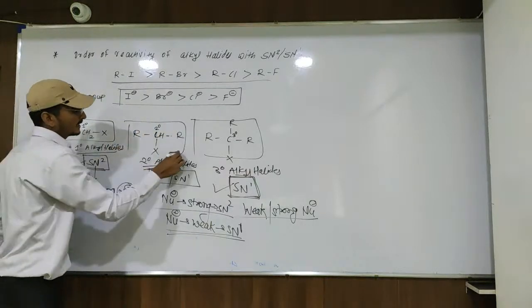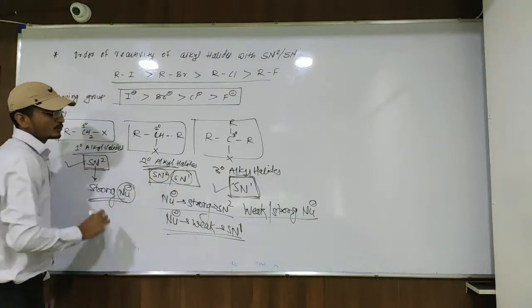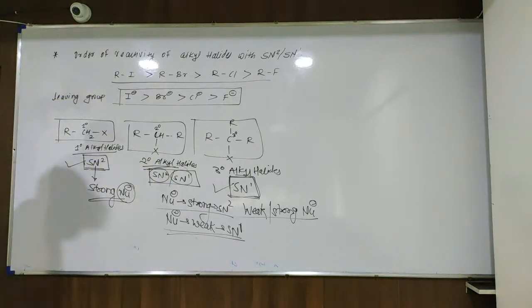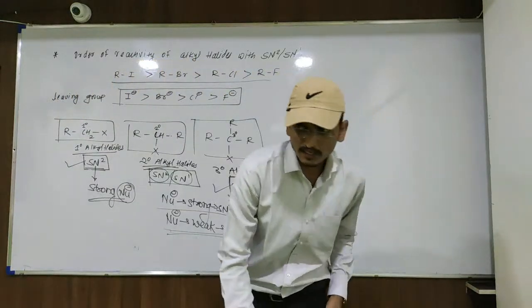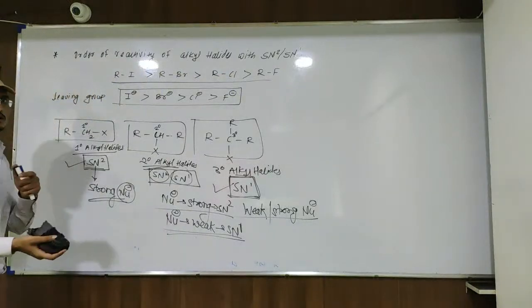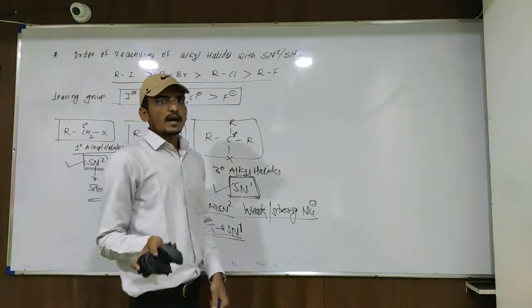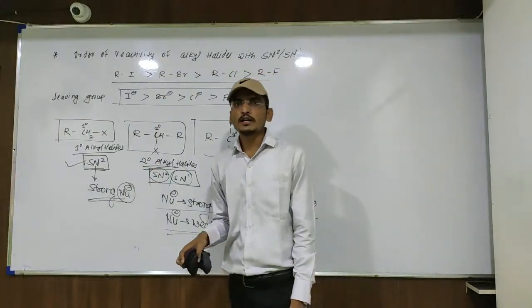But what about the secondary alkyl halides? It may be sometimes show SN2, maybe sometimes show SN1 reaction. Okay, so we go through some examples here. So I take here again examples of primary, secondary, tertiary alkyl halides, and I write the order of reactivity with SN2 or SN1 reaction.